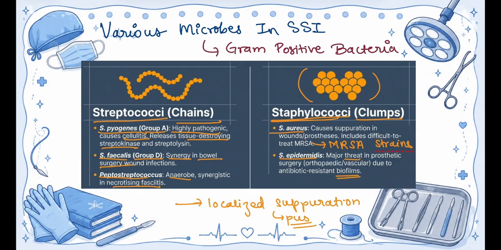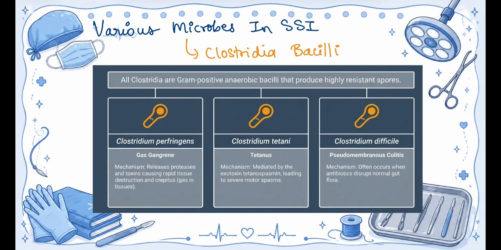We now shift to the Clostridia family. These are gram-positive, obligate anaerobic bacilli. This means they cannot survive in the presence of oxygen. Instead, they produce highly resistant spores. These spores can lie dormant and then trigger rapid, severe surgical emergencies.